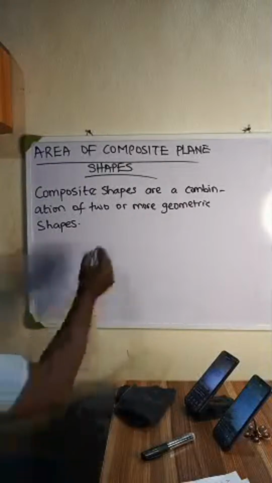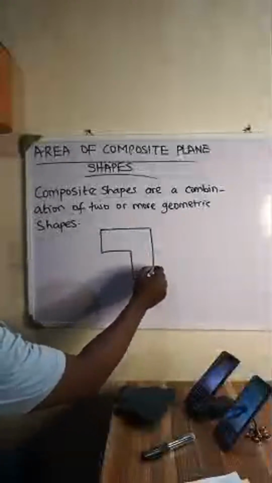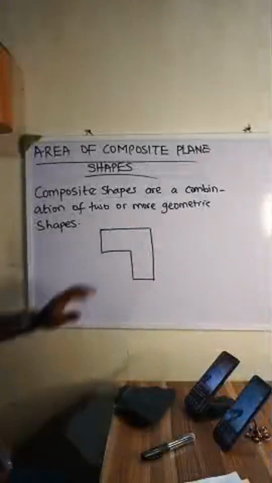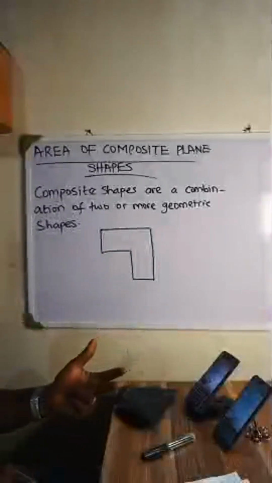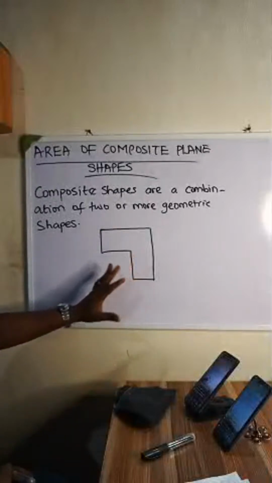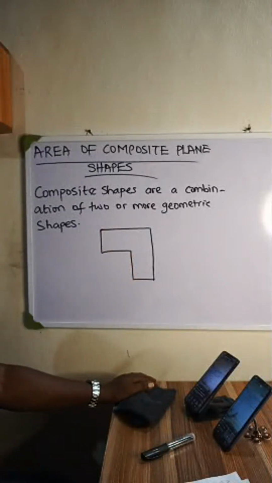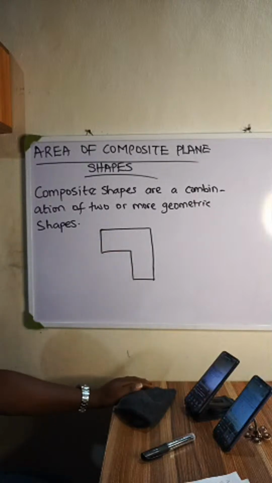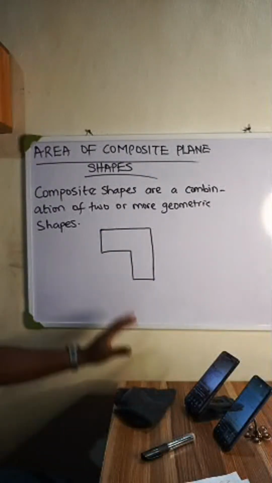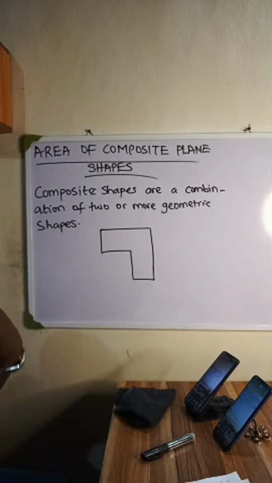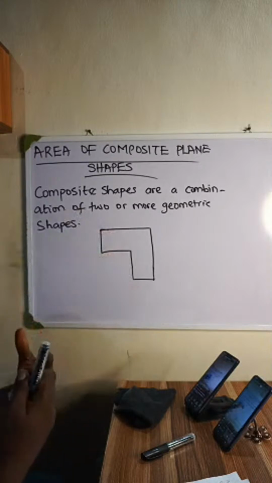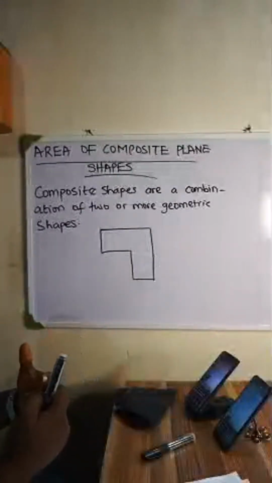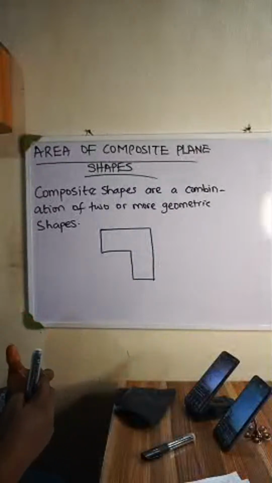For example, if I have a shape like this, this shape is not a square, it is not a rectangle, it is not a triangle, it is not a circle, it is none of the regular geometric shapes. You cannot call this a square, you cannot call this a circle, but it is a plane shape. So, how did we get this plane shape? This plane shape is a combination of two known geometric shapes.